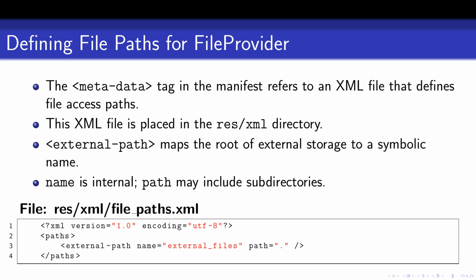Alongside the manifest, you also need to define which files can be shared via the FileProvider. This is done with a file_paths.xml resource in the res/xml directory. This file includes a paths element that maps directories to symbolic names used internally by the FileProvider. For instance, the external-path element allows access to files in the app's external storage. This config makes sure your app can convert the image file into a usable URI.